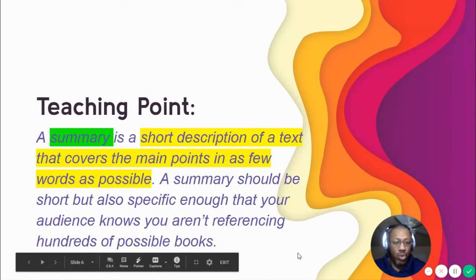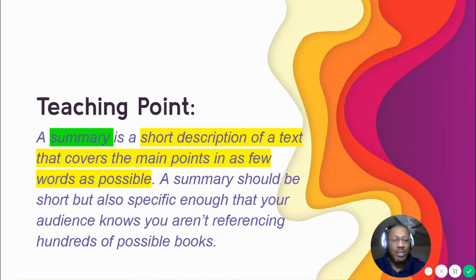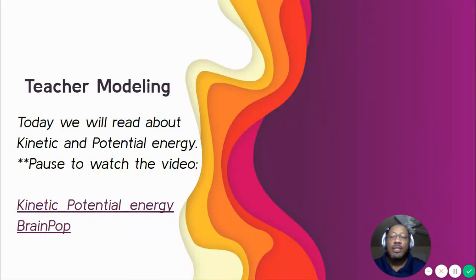A summary is a short description of a text that covers the main points in as few words as possible. A summary should be short, but also specific enough that your audience knows that you aren't referencing hundreds of possible books or media types.